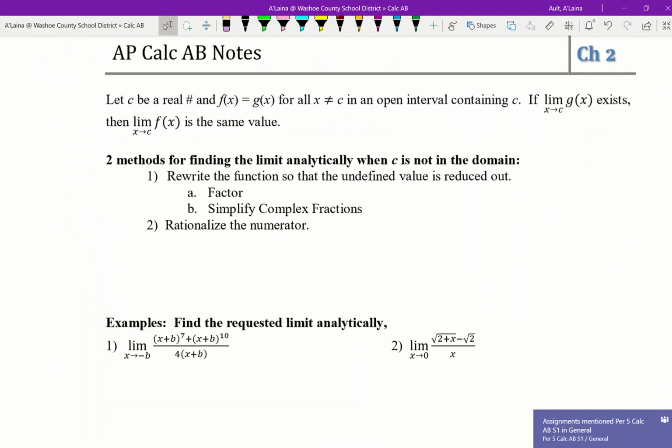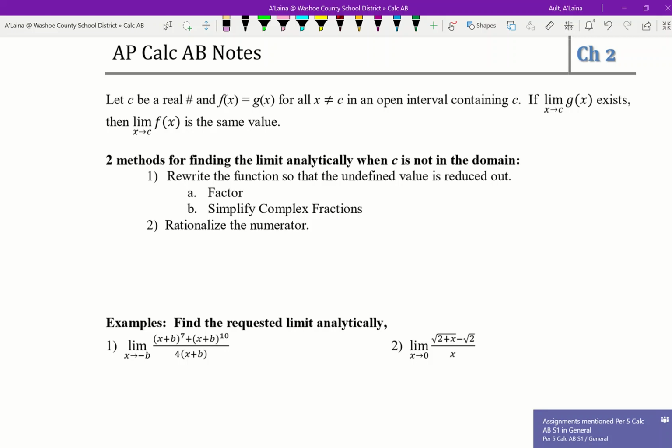Let's look at this expression here. Let c be some constant, a real number. We have these two functions, f of x and g of x, and they are equal to each other for all values except possibly at c in some open interval containing c. So we're looking in between two values, maybe we can call them a and b, and c is somewhere between them. If the limit as x approaches c of g of x exists, then the limit as x approaches c of f of x is the same value.